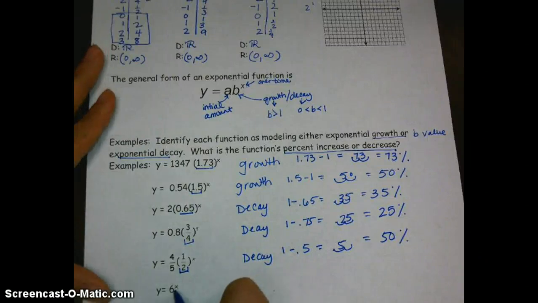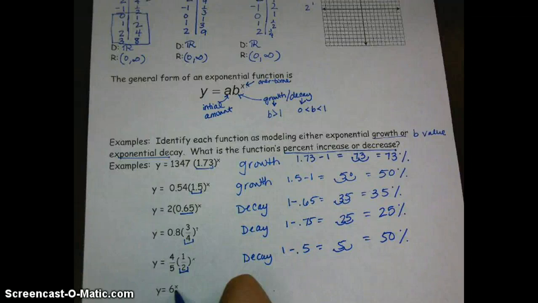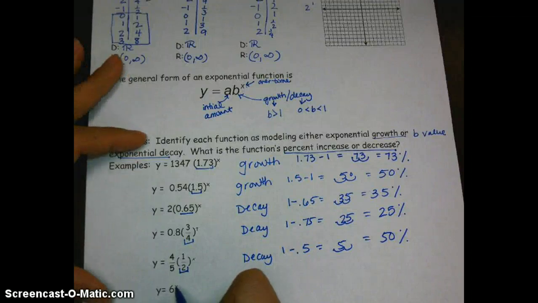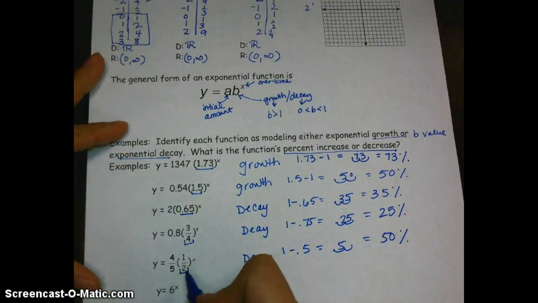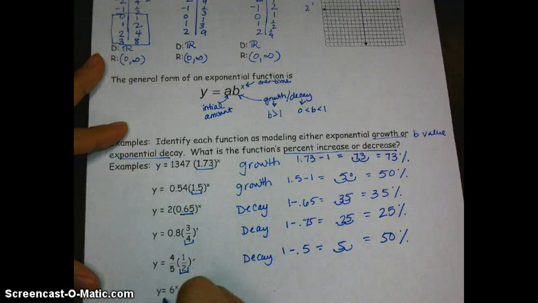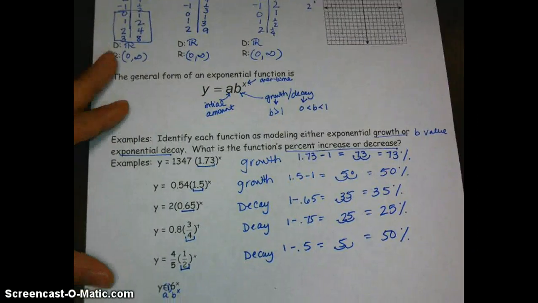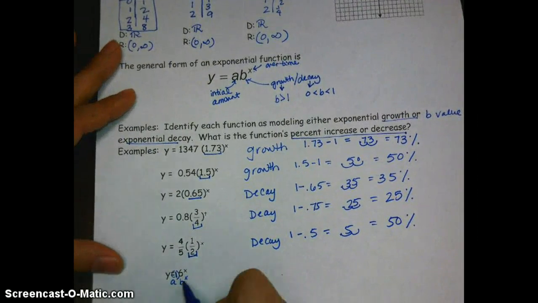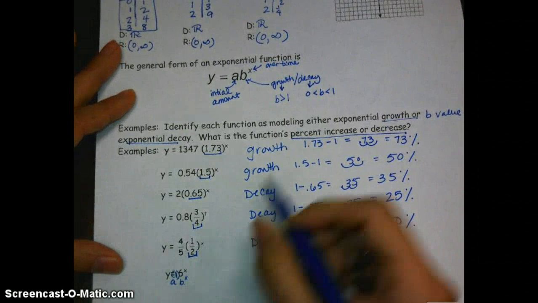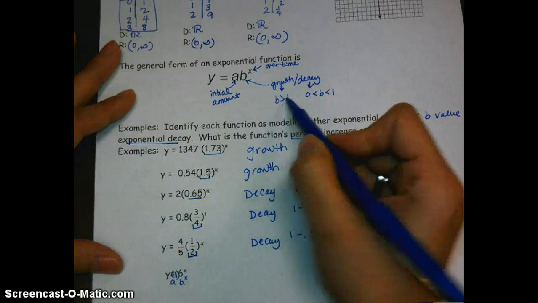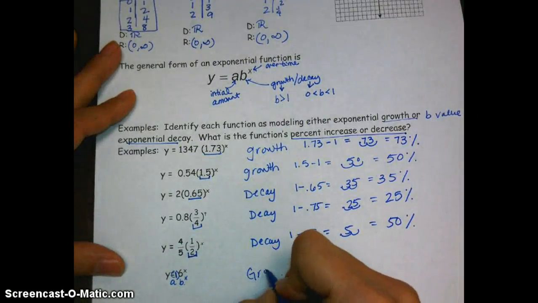This one, let's slow down a little bit, right? Because it feels like we're missing something. Okay, so remember it's supposed to be a b to the x power. So 6 is really a b value. The a value is that invisible 1. So my b value is 6, which is definitely in the growth category because it's bigger than 1. So this is growth, right?